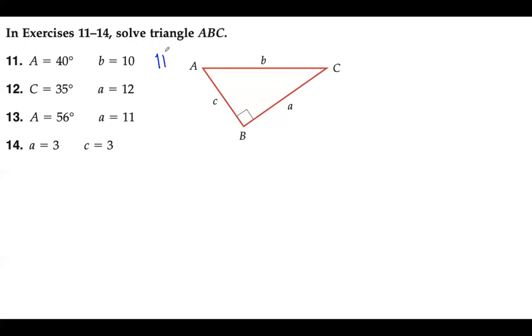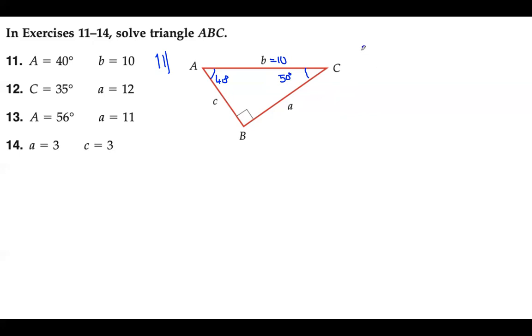I am writing here 11. They said that angle A is 40 degree. So this angle is 40 degree. And B is 10. So this is 10. And when they say solve triangle ABC, it means you should find all the interior angles and all the sides. So if this angle is 40, angle C will be from sum of interior angles 50 degree. Now we will use trigonometry to find C and A.